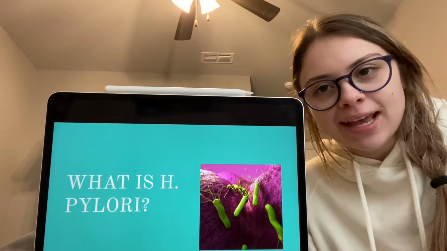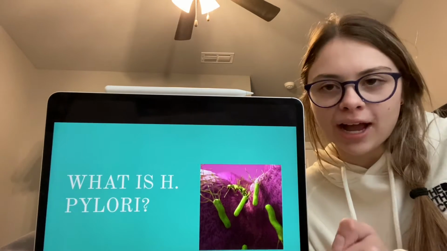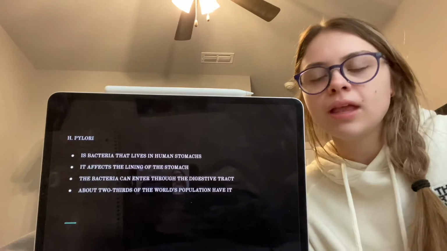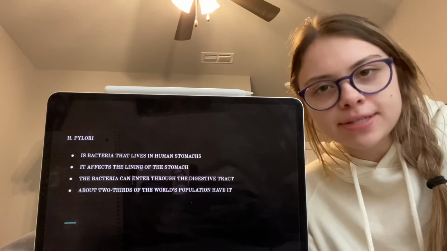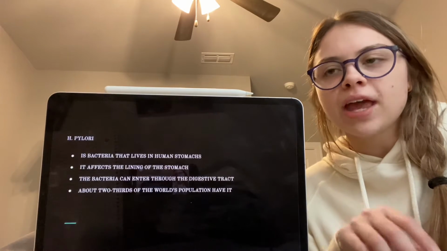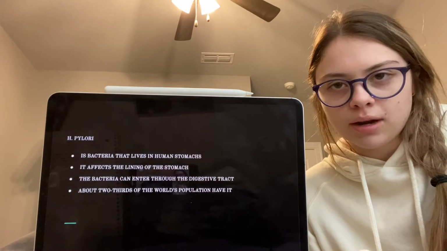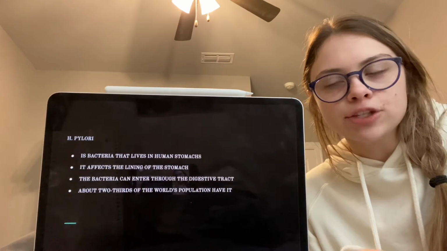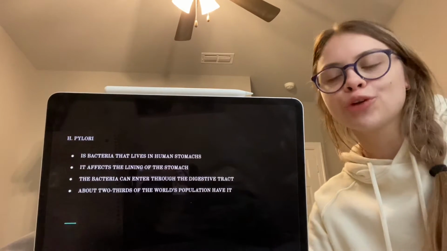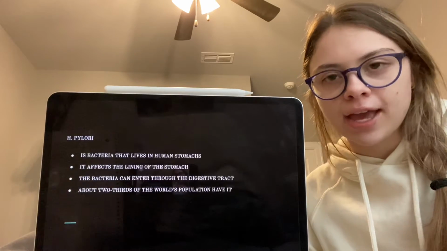What is H. pylori? There's a little picture that kind of shows you what H. pylori is. H. pylori is a bacteria that lives in human stomachs. They affect the lining of the stomach as well as the organ. The bacteria can enter through the digestive tract, and about 2/3 of the world's population actually have H. pylori.